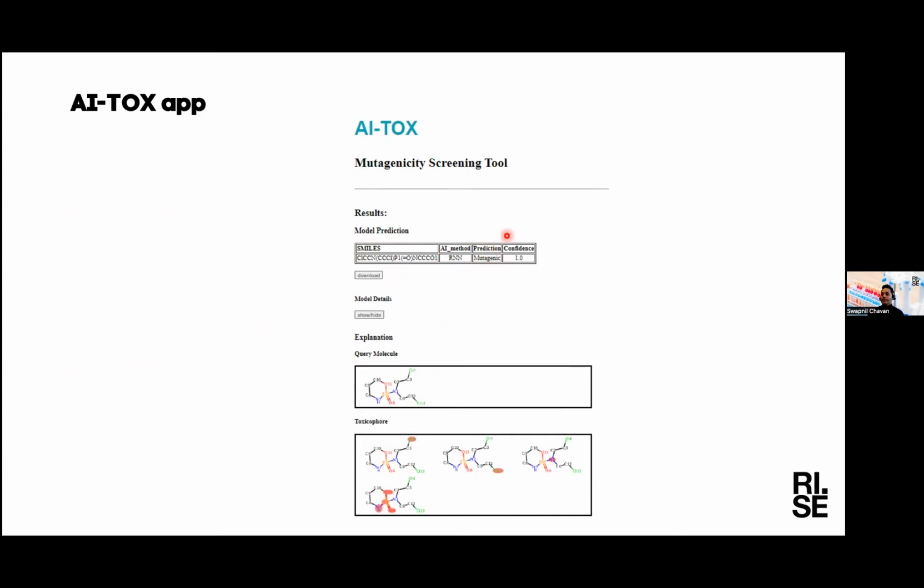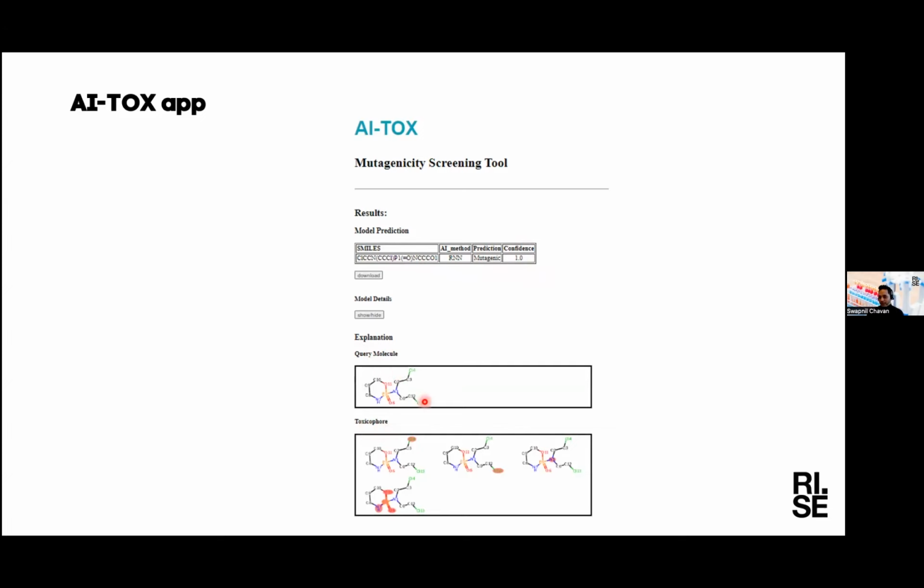The second piece of information it will provide is the uncertainty, how confident the model is in labeling the given input as mutagenic. So here the model has shown 100% confidence. And the third advantage is that it comes with an explanation. So it shows a toxicophore.